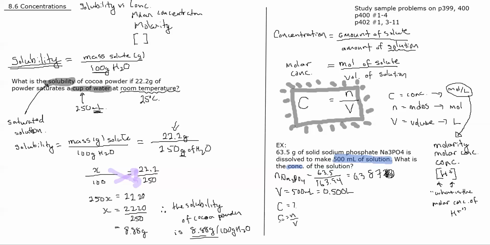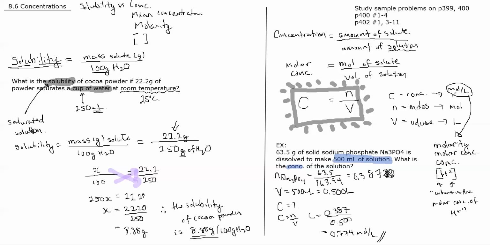Again, this should be so smooth. C equals N over V. This is your bread and butter, people. Okay, so concentration is going to be 0.387 divided by 0.500 equals 0.774 moles per liter. And that's the answer. I'm going to add one more shortcut.